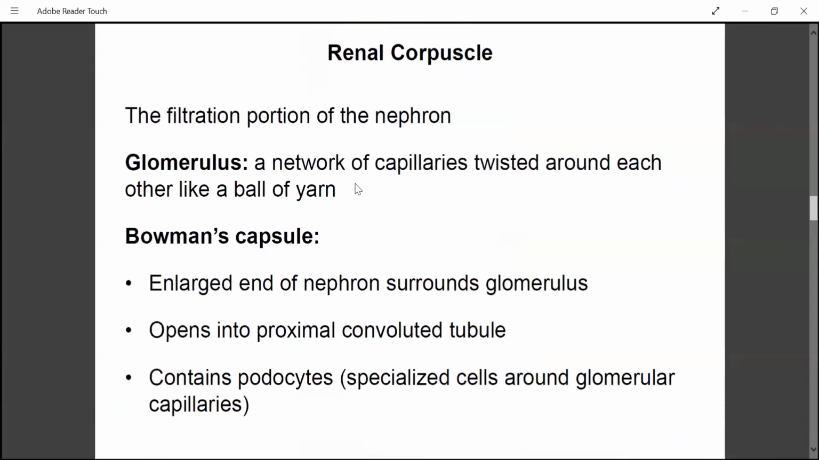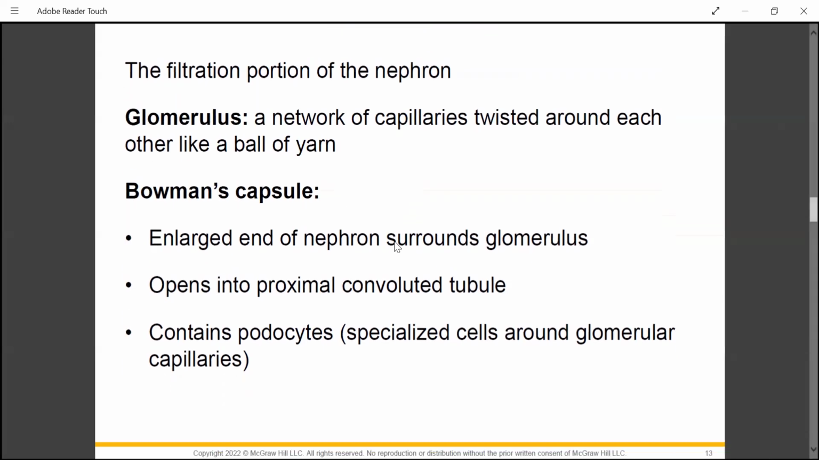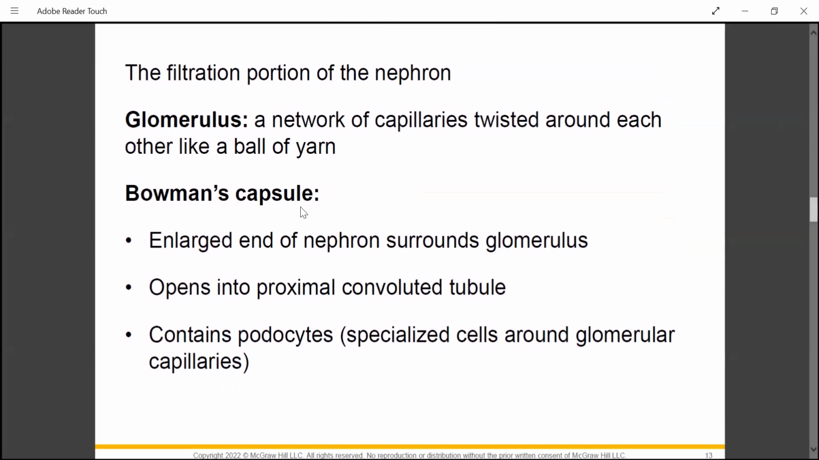So the glomerulus is our network of capillaries. They twist around each other. They almost look like a ball of yarn that's been tidied up. So that glomerulus or that capillary network is surrounded by Bowman's capsule, sorry. And so this Bowman's capsule is going to catch some of the fluid that's being pushed out of our glomerulus. So this is going to end up opening into our proximal convoluted tubule.